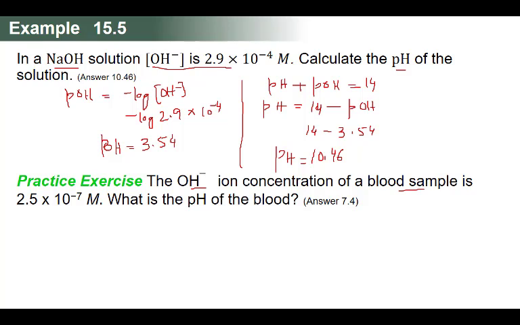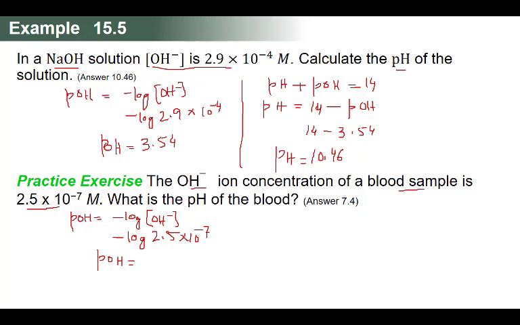Okay, so again now the simple question, OH concentration of the blood sample. So the blood sample has this concentration of OH, 2.5. Blood is slightly basic. So we calculate the pOH, which is equal to negative log of hydroxyl ion, so negative log of 2.5 into 10 raised to the power minus 7.